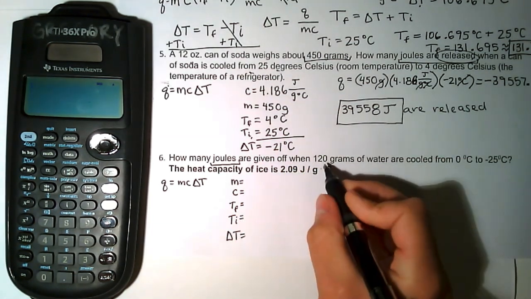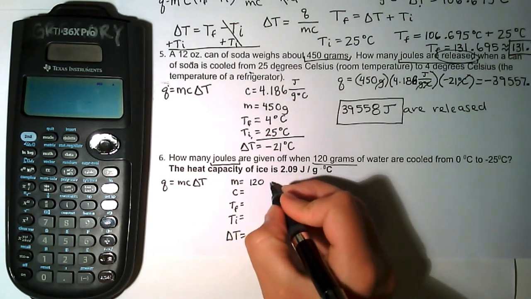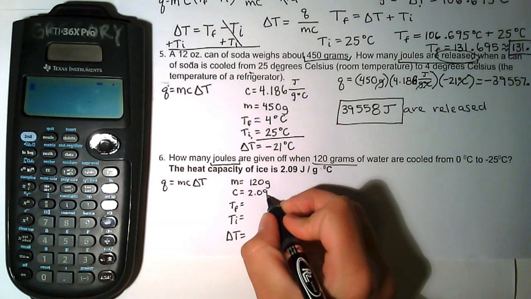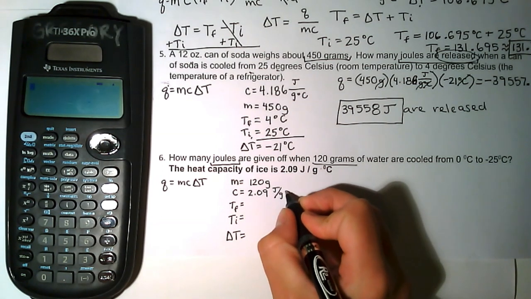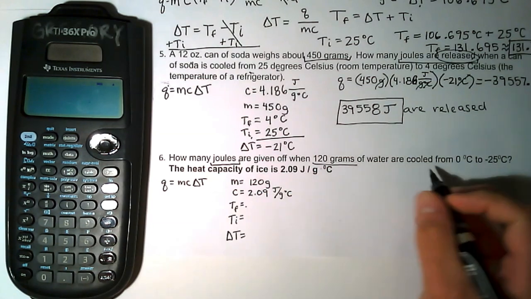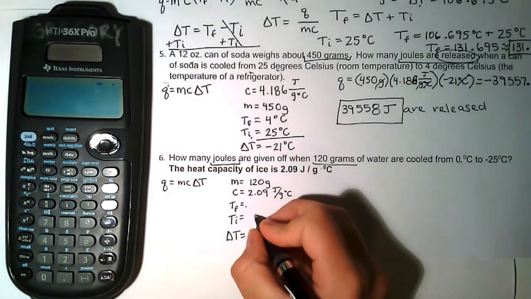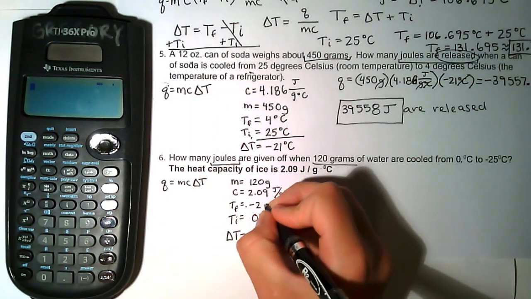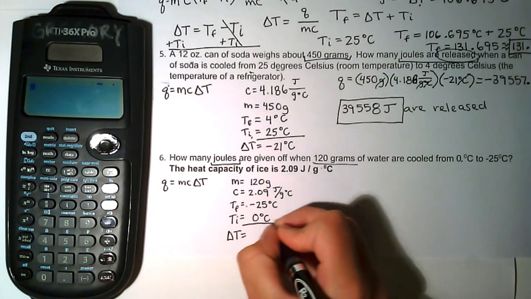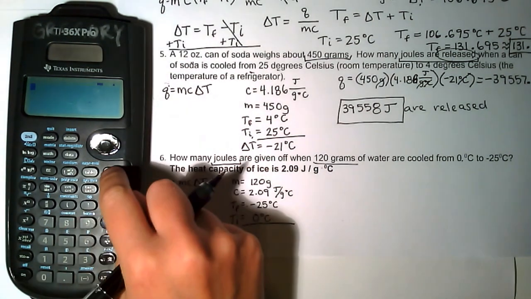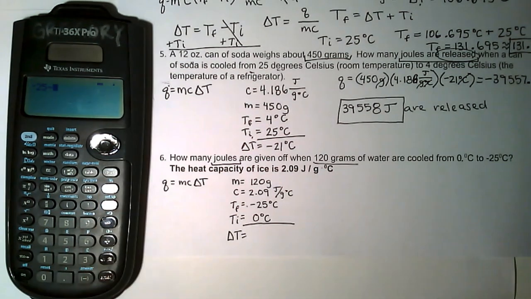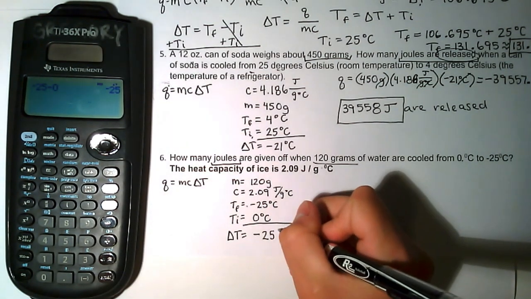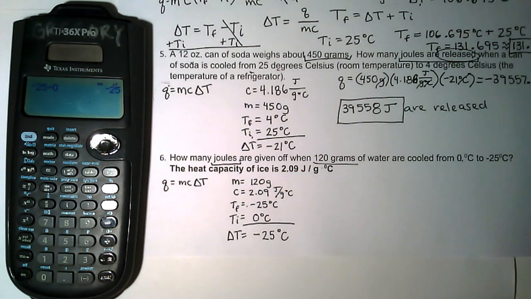So the mass of our water is 120 grams. Our value of C is 2.09 joules per gram degree Celsius. Our T final, we're going from 0 degrees, so 0 degrees is our initial temperature, and our final is negative 25 degrees Celsius. So T final minus T initial, negative 25 minus 0 gives us negative 25. We're going down by 25 degrees Celsius.